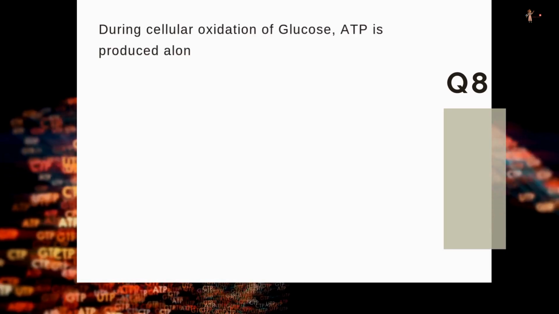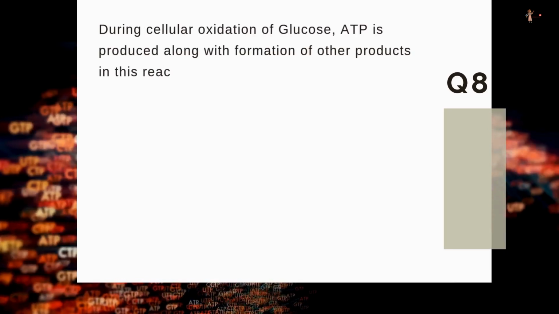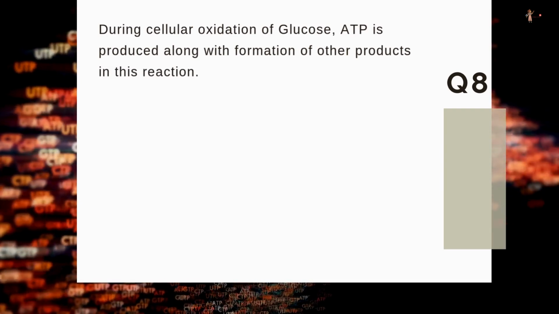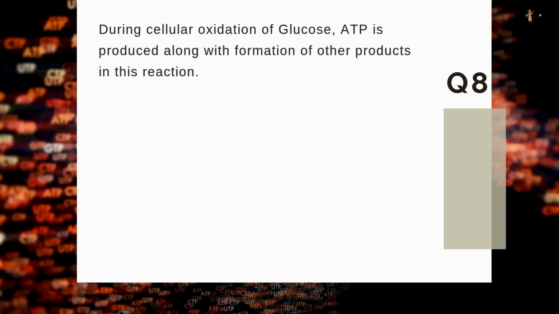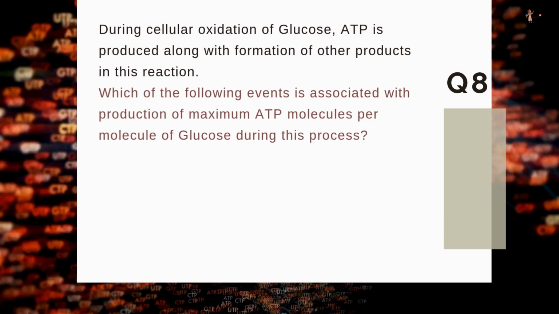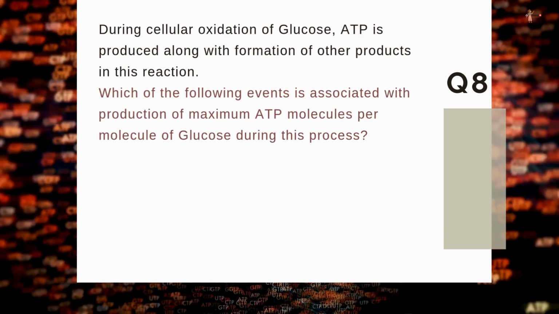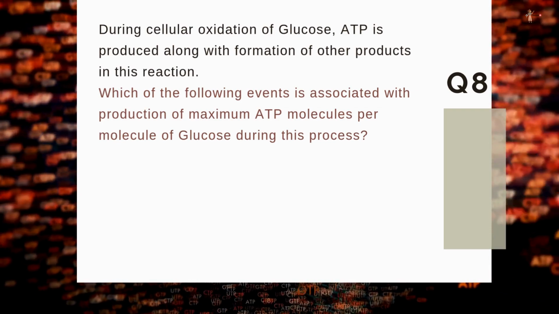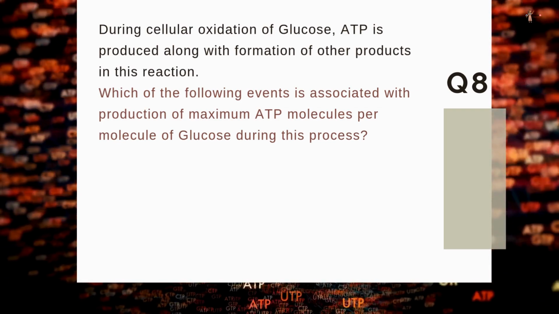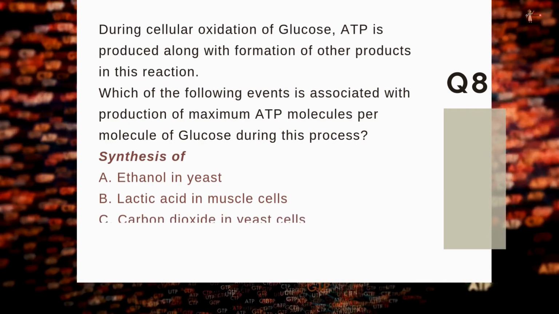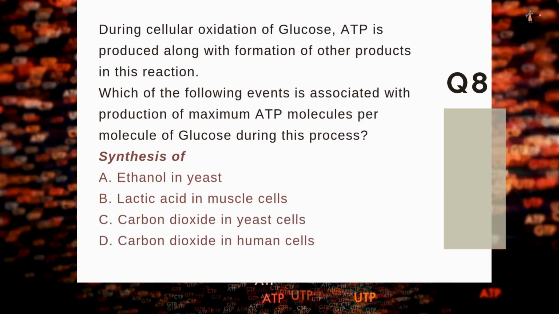During cellular oxidation of glucose, ATP is produced along with formation of other products in this reaction. Which of the following events is associated with production of maximum ATP molecules per molecule of glucose during this process? Synthesis of which of the given options?